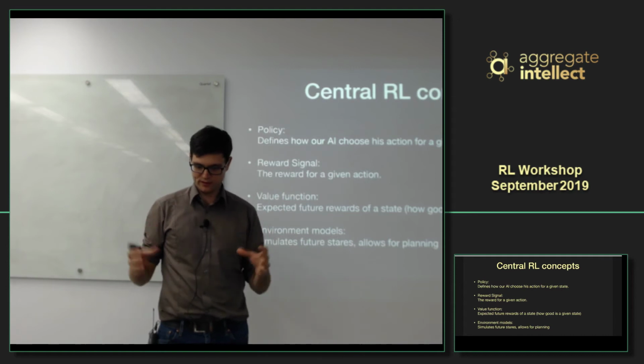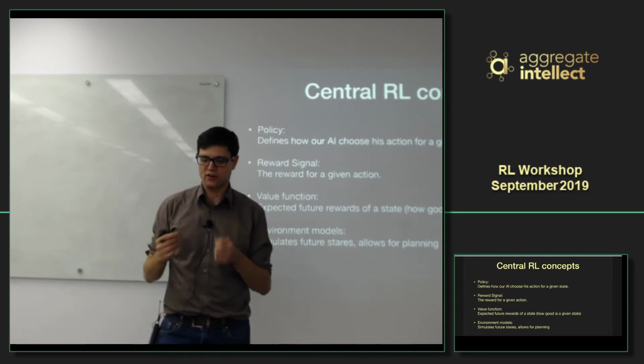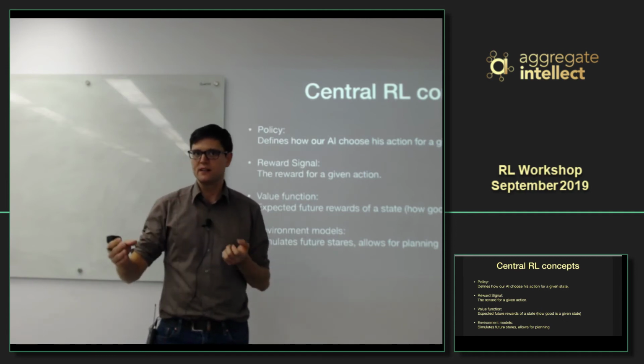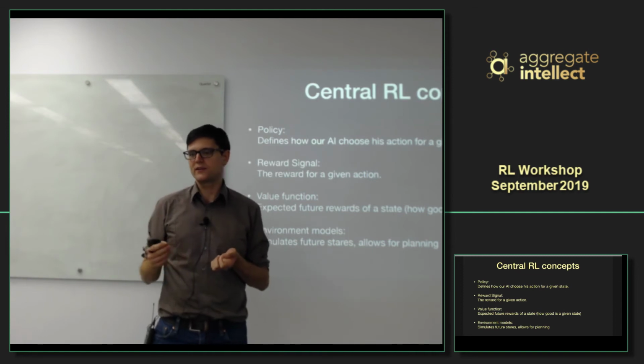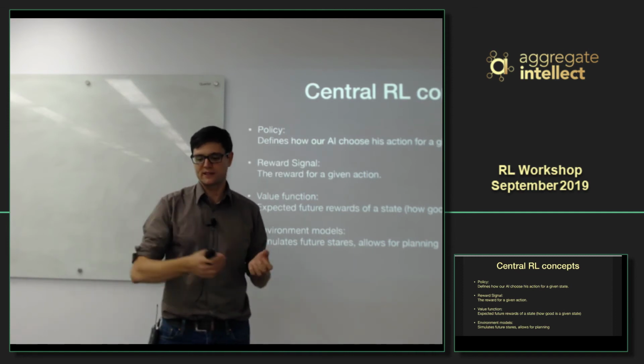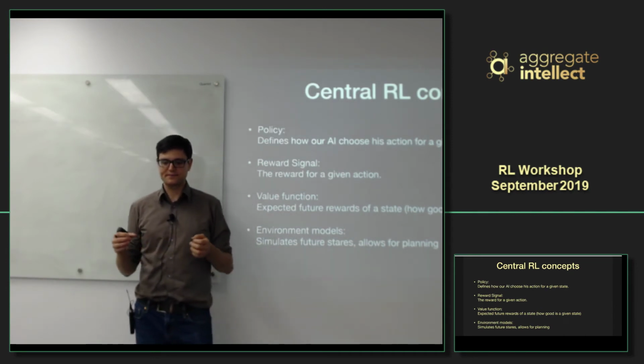The second most important part is the reward. The reward is what the agent tries to maximize. So you do an action, and the system tells you, okay, you did really well, I give you a very positive reward, or you did really badly, I give you a very negative reward.